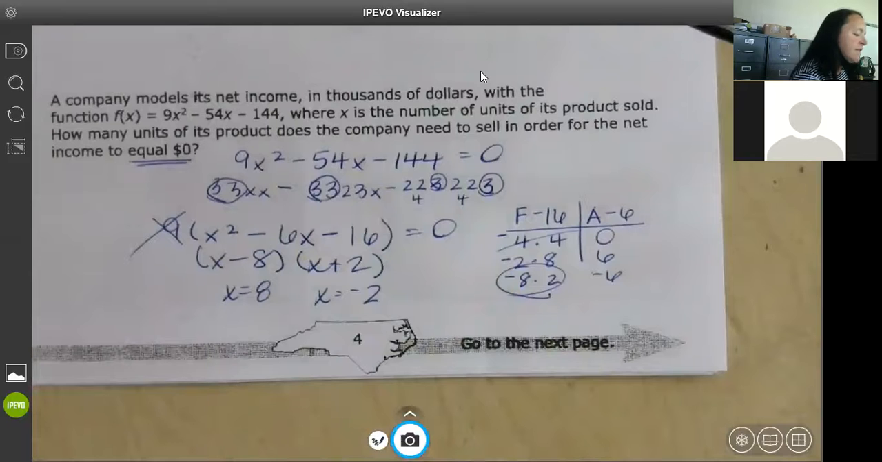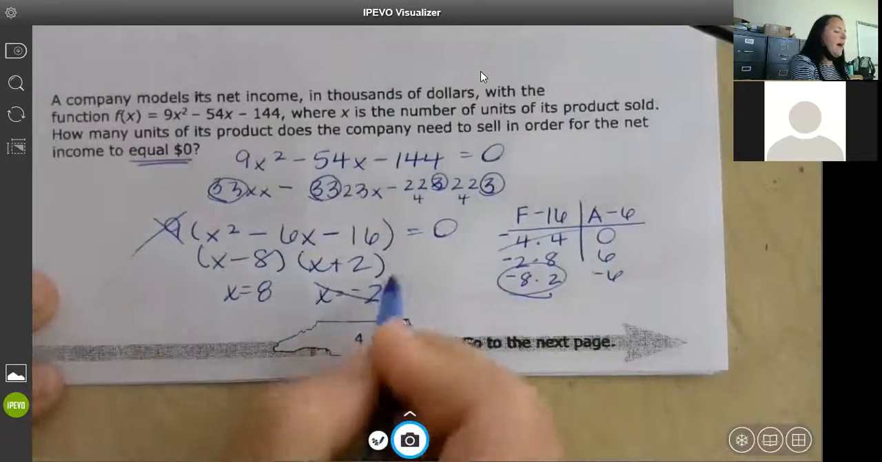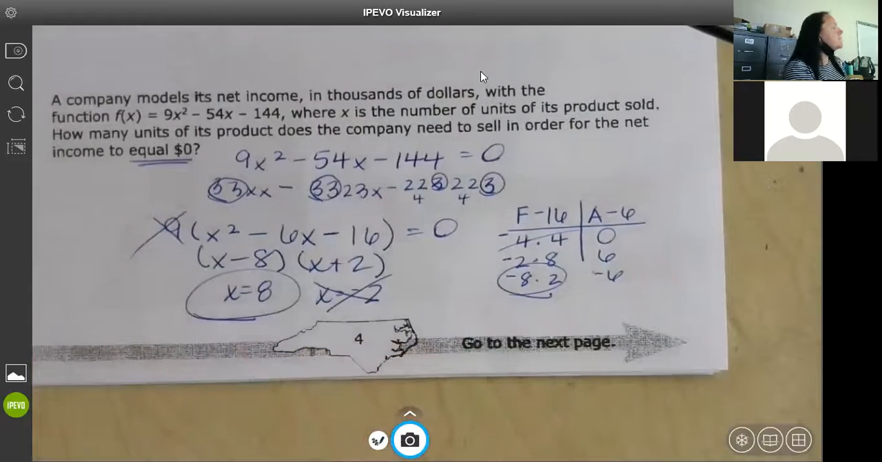All right, the question says, how many units of its product does the company need to sell in order for the net income to equal 0? Which answer am I going to pick? Can you sell negative 2 products? No, so we have to sell the positive 8. You're not going to make any money. Is everybody good? If you're selling negative, that means you're paying people to take it.